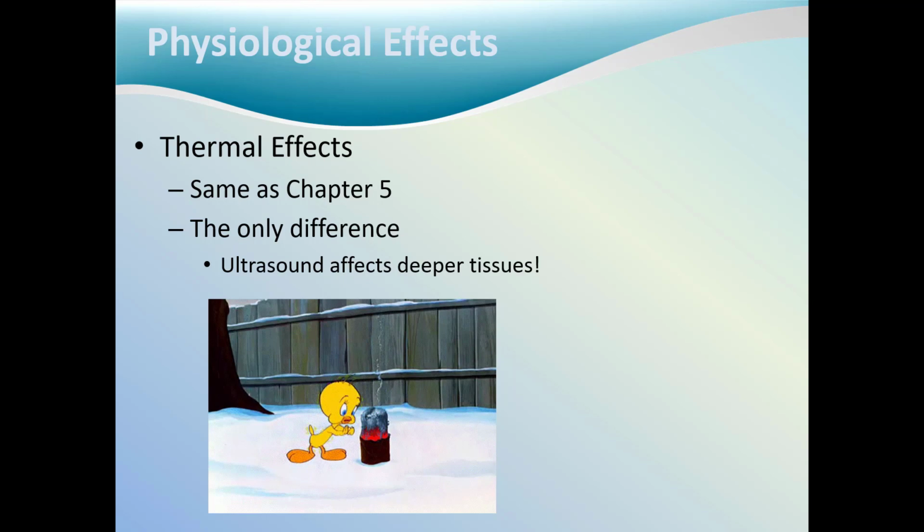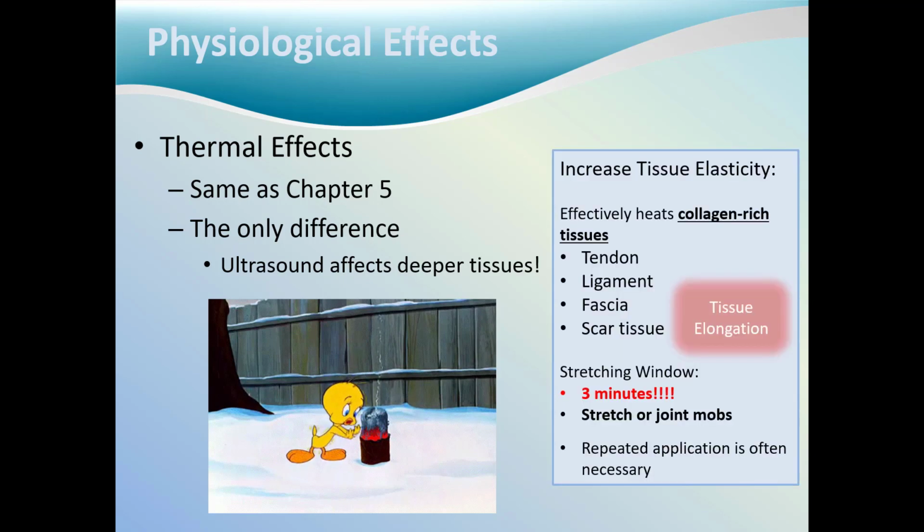The biggest difference between ultrasound and the superficial heating modalities is the depth of tissue available to treat. It is most common to use ultrasound to increase tissue elasticity. Ultrasound is great for effectively heating collagen-rich tissues, including tendons, ligaments, fascia, and scar tissue. Once the ultrasound treatment has been completed, you have a 3-minute stretching window to either stretch or perform joint mobilizations before the tissue begins to cool. Repeated applications are often necessary to regain range of motion and to increase tissue elasticity.